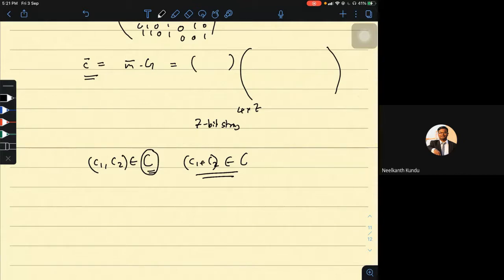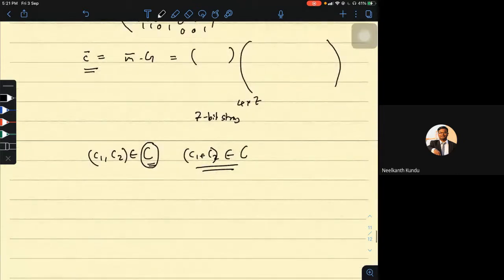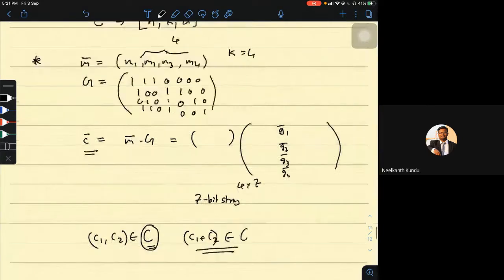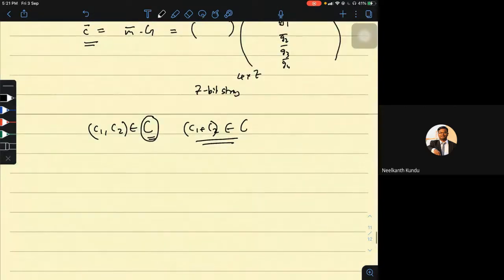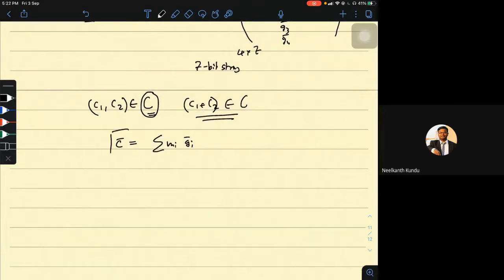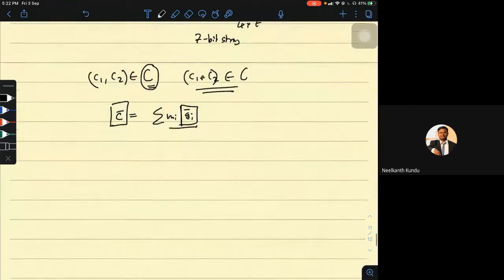So in effect, if I write the generator matrix as a set of vectors G1, G2, G3, and G4, each row is G1, G2, G3, G4. Effectively, what I'm doing is writing C as a summation of mi Gi. I'm writing my code vector as a linear sum of my generator basis vectors.